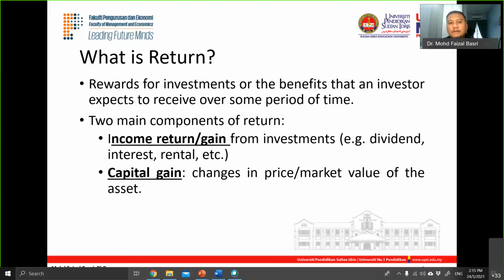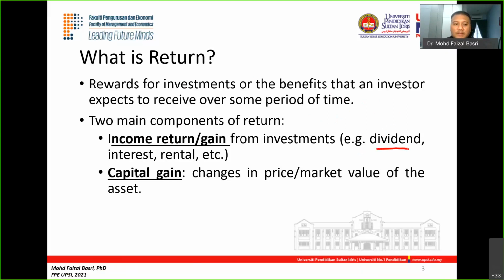Okay, income return. So when we talk about income return from investment, usually we can associate it with the type of return that our investment will generate, usually at the end of one year period. Okay, for example, dividend. Here dividend number one. Or if you invest in a bond, for example, the income return is in the form of interest.